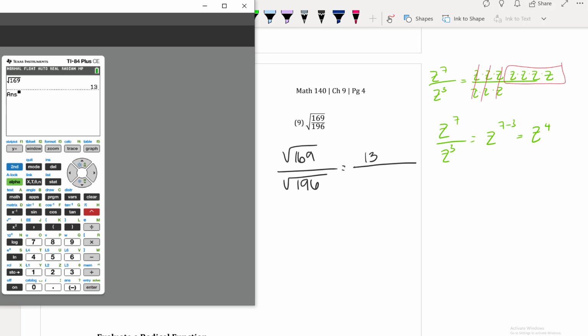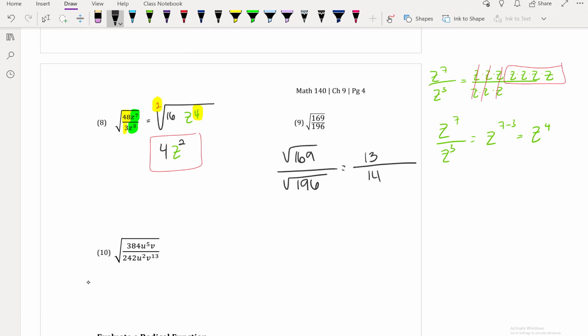And in my denominator, I'm going to have the square root of 196, which is 14. So my answer here is 13 over 14. That will be my final answer.